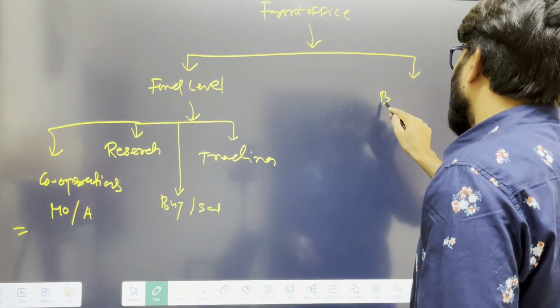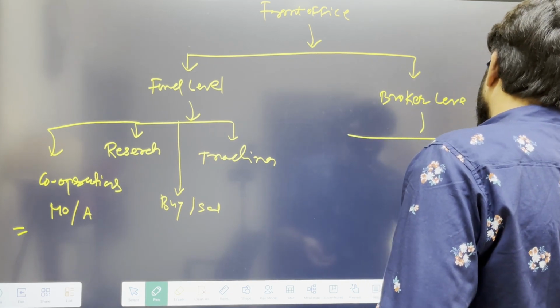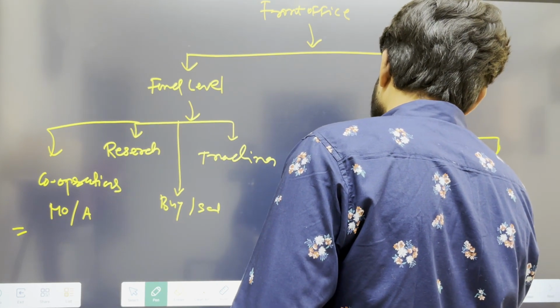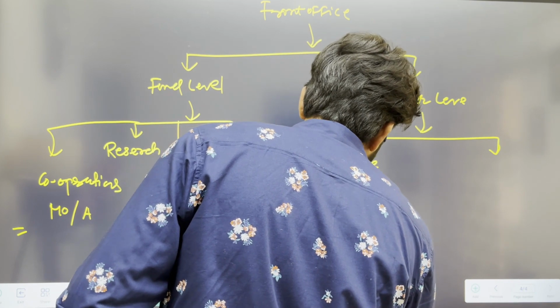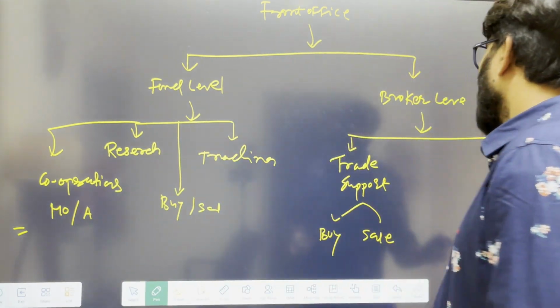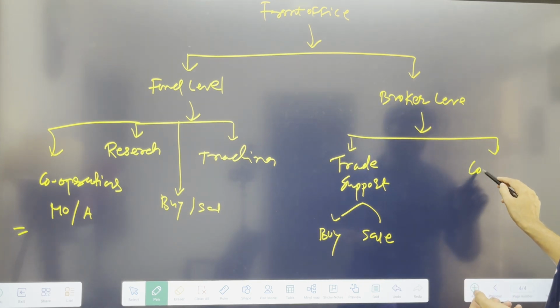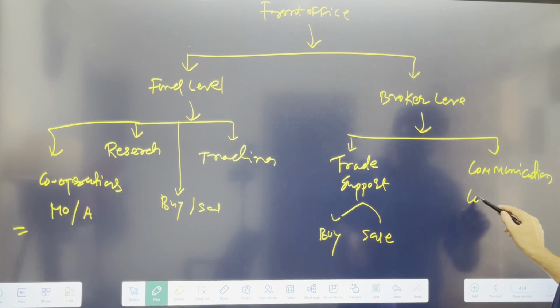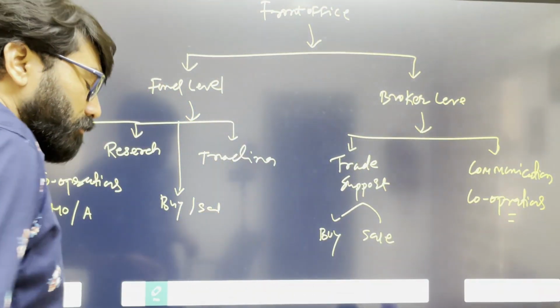and if I talk about broker level, they purely focus on trade support. Trade support can be buy, it can be sell. And then again trade execution, and communication and cooperation. So this is how front office teams work, right?